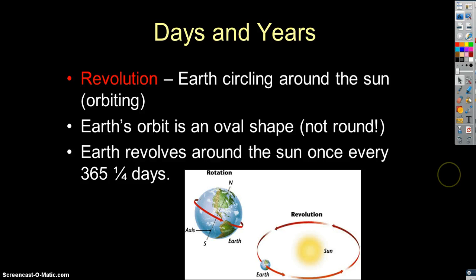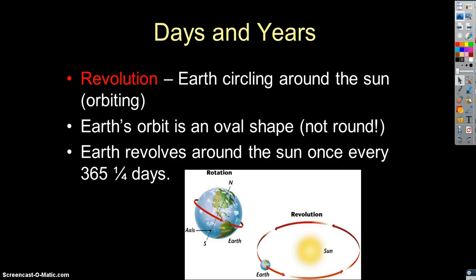The other word is revolution. So revolution means that you're going around another object. So Earth revolves around the sun. In fact, all the planets revolve around the sun, and even the moon revolves around the Earth.